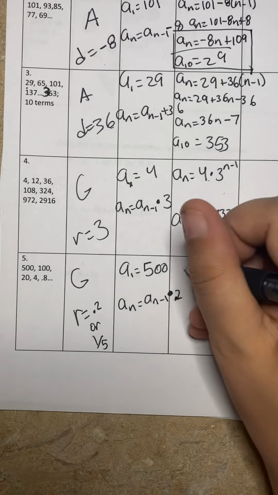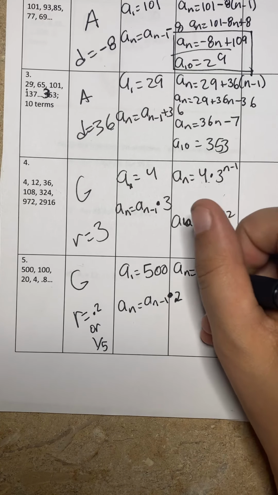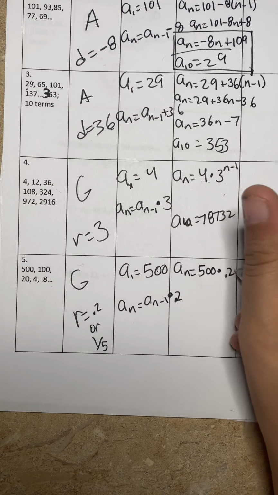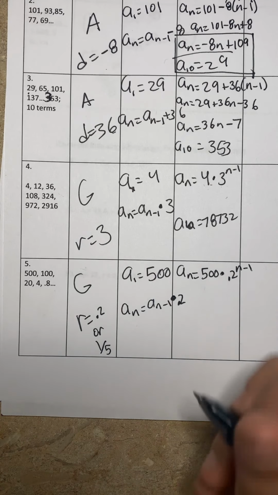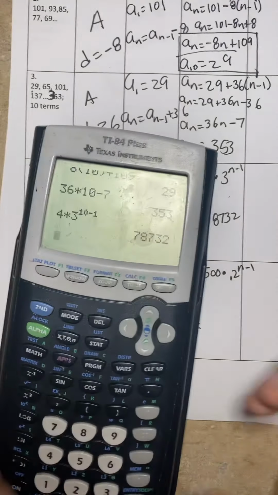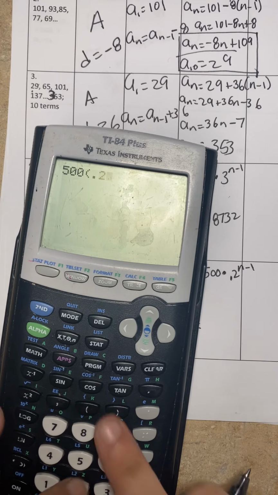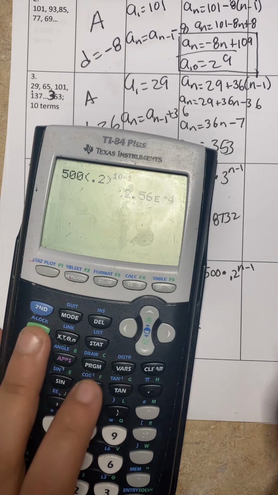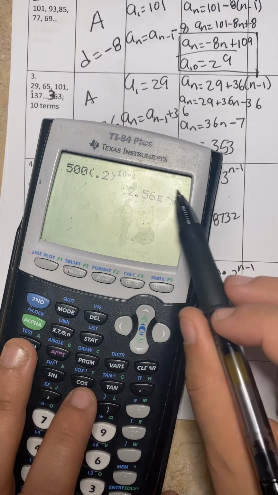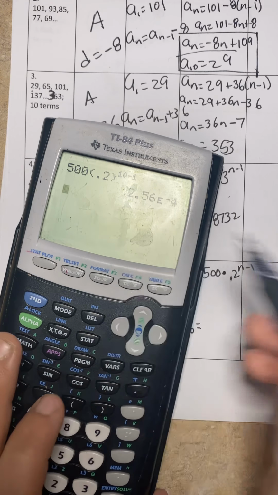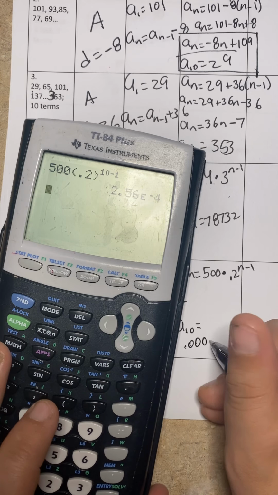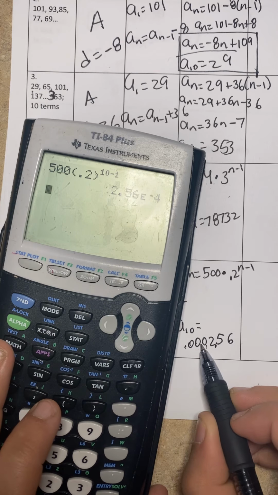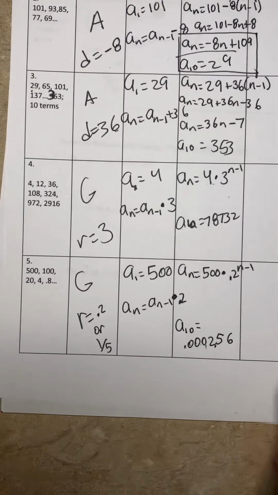And then number 5, so a sub n is equal to our first term, which is 500, times our ratio, which is 0.2, to the n minus 1. So to find my 10th term, a sub 10, we plug it into our calculator. 500 times 0.2 to the 10 minus 1 power, which gives me 2.56 e to the negative 4. And remember, I told you that this negative 4 means to move your decimal to the front 4 times. So it's going to be 0.000256. Because if I move the decimal, that's 1, 2, 3, 4. Okay, so that's my final answer there.